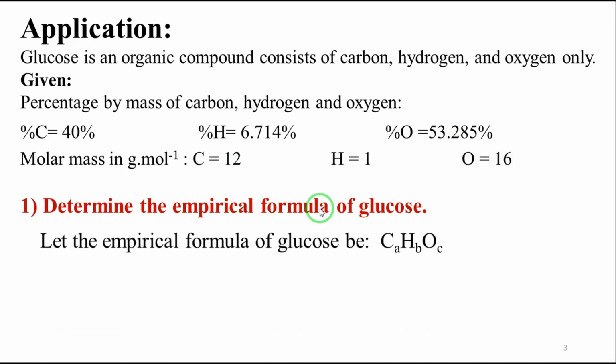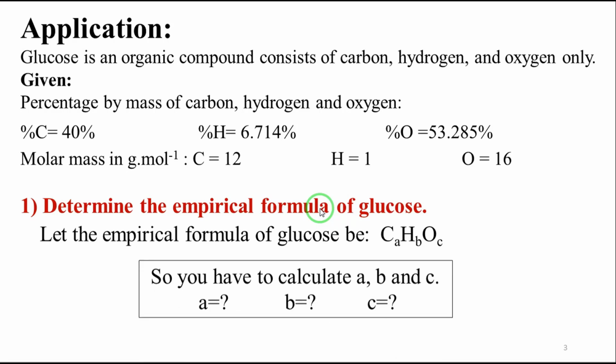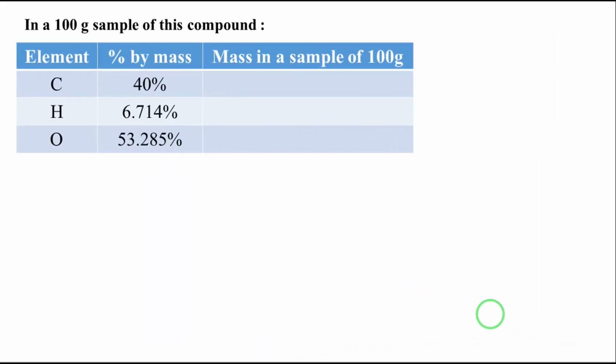First of all, let the empirical formula of glucose be CaHbOc. So in order to deduce the empirical formula of glucose, you have to calculate a, b, and c. In a 100 gram sample of this compound, we can say that the percentage by mass of each element in this compound is equal to the mass of this element in a sample of 100 gram.